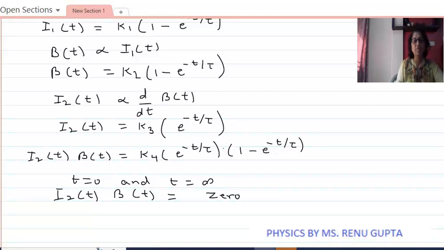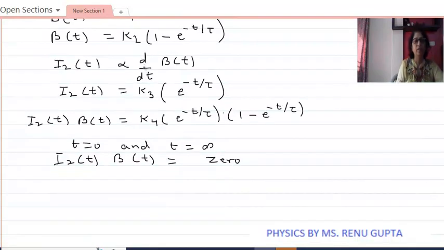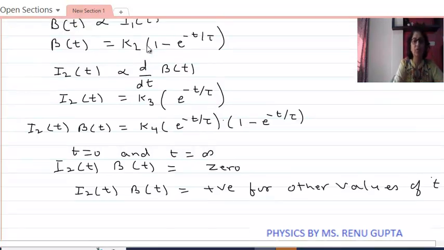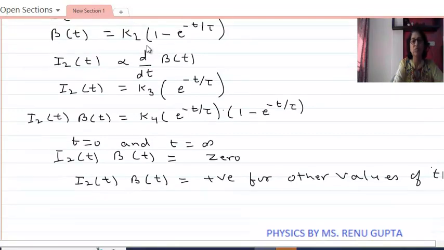Now the time is varying from 0 to infinity. So in between, what will happen? In between, for any time interval, the product will be positive. That is, in between, I2(t) into B(t) is a positive value for other values of time. It means it is varying from 0 to infinity on the positive side. It means it goes from 0 to some maximum value and then comes back to 0.